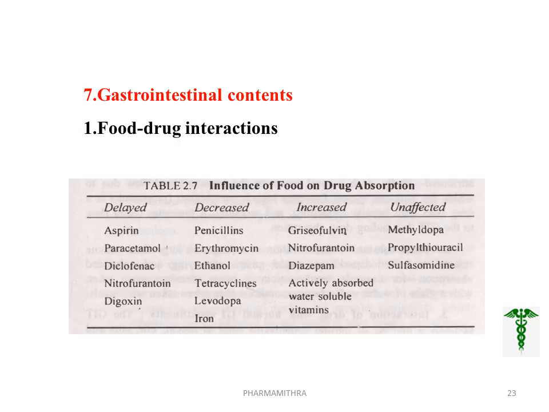Seventh factor is the gastrointestinal content. A number of GI contents affect the GI absorption. First one is the food-drug interaction. This table shows the influence of food on drug absorption, that is the influence of food with the drug, that is, what are the drugs that cause delayed absorption, decreased absorption, increased absorption, as well as the unaffected absorption.